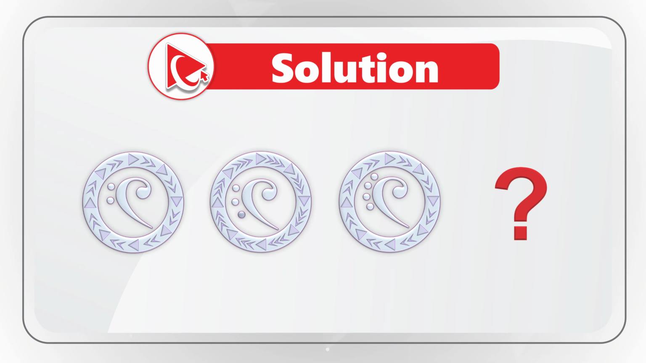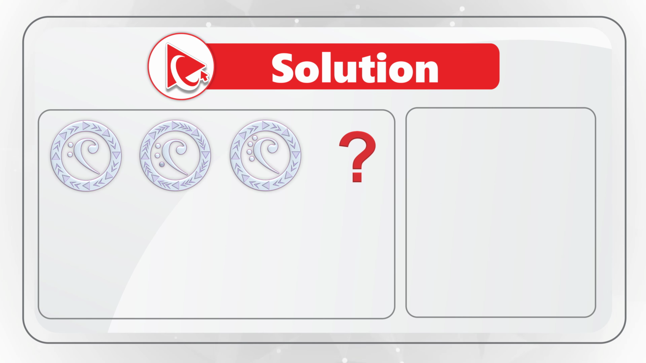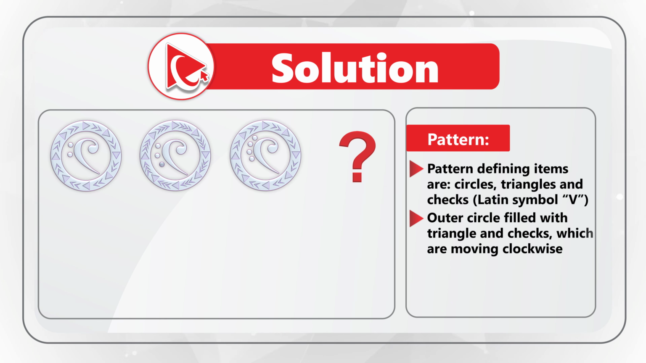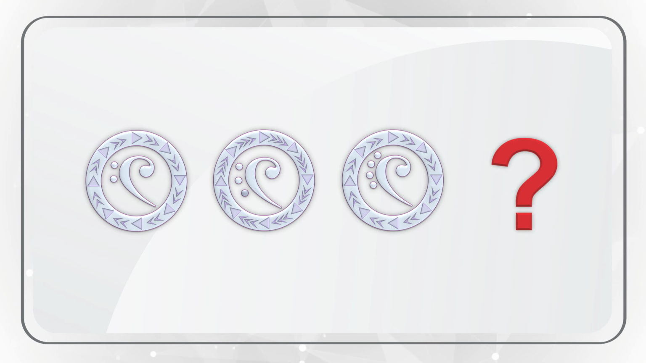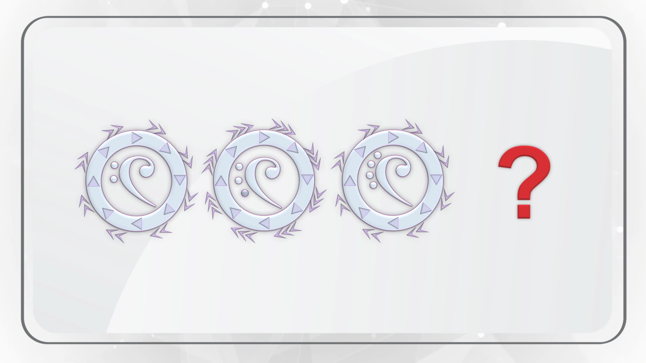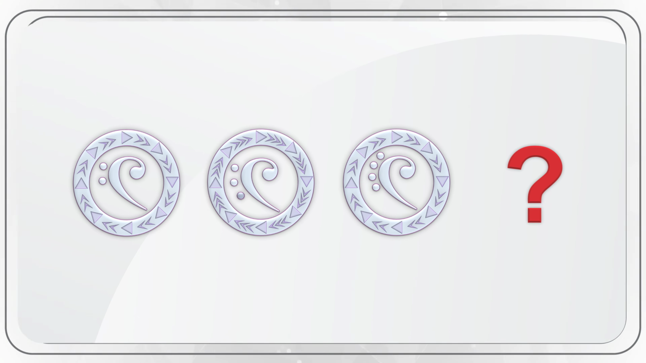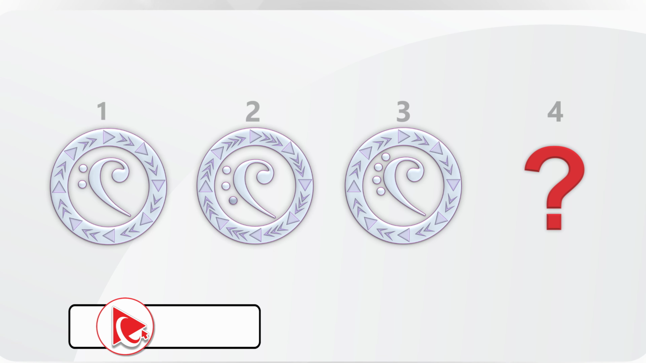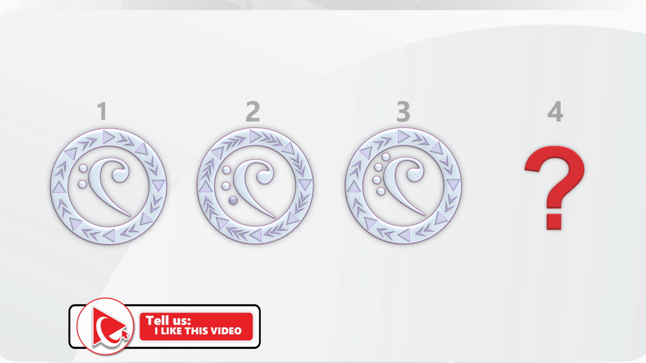As you might have guessed, the key is to define the pattern. And the pattern consists of multiple elements. Pattern defining items are circles, triangles, and checks. They look like the Latin symbol V. If you look closely at the outer circle, it's filled with triangles and those checks, which are moving clockwise. The inner circle also has smaller circles inside. Let's name our items in the original pattern as item 1, item 2, item 3, and the missing item we will name item 4. This will help us to define the pattern.